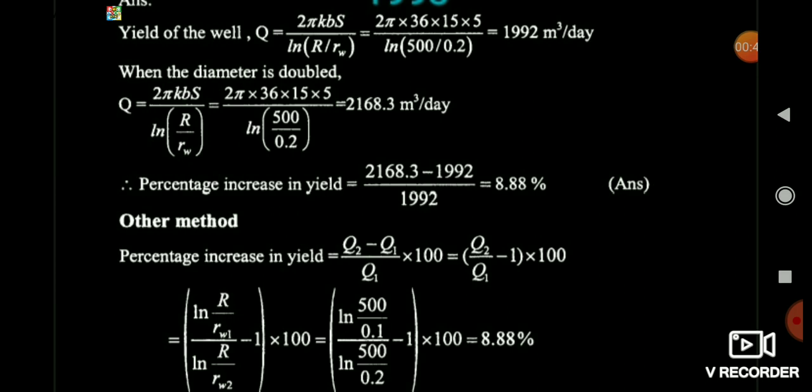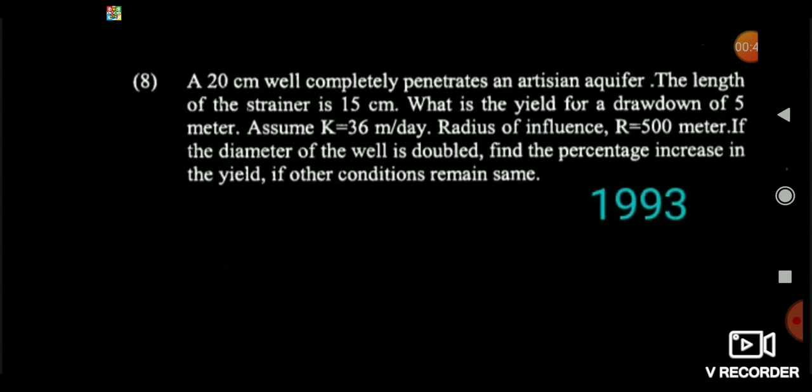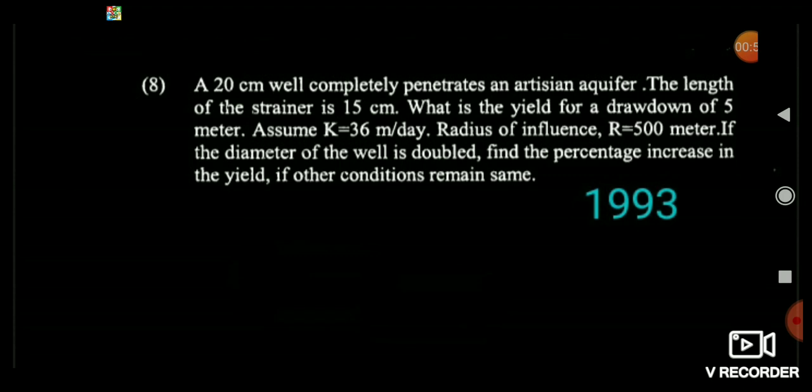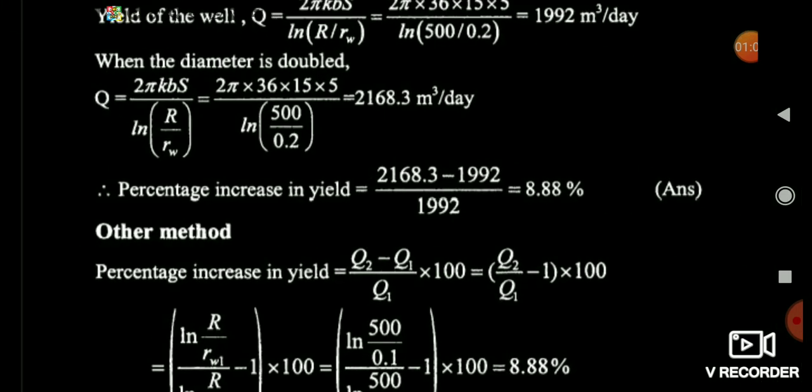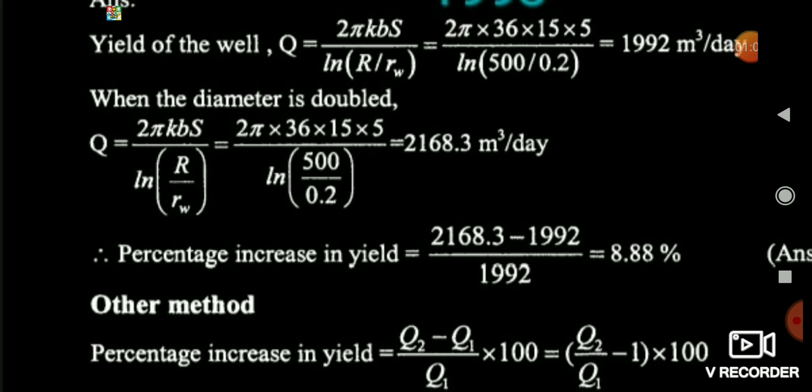There is nothing to do with such type of questions. Friends, you simply put the discharge formula and put all the values, that is 2 pi kb into s. Here I have put the drawdown of 5 meter, which is given, and it is given that the radius of influence is 500 and the well is 20 centimeter. So in the first part, 2 pi kb s, I forgot to write s minus 0, because the drawdown at the radius of influence is 0. You remember this point, friends.